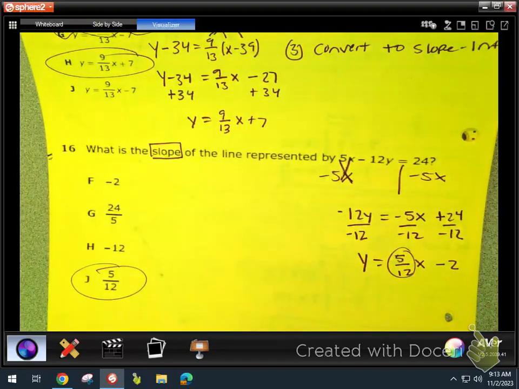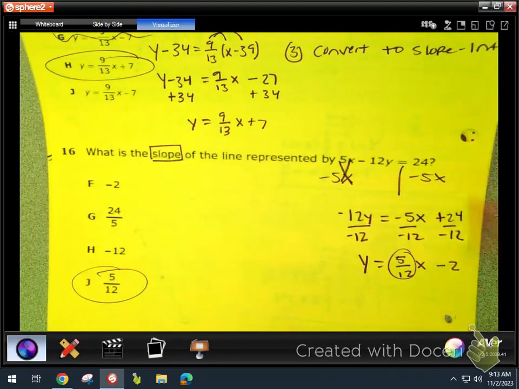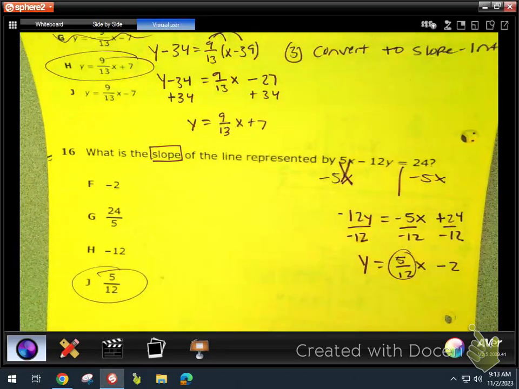Okay? So you cannot see the slope unless it is in slope-intercept form. And we need to remember how to do this conversion. We've taken a little bit of a break from it, but it's definitely coming back this class and next class. Okay? We got to be able to do that.